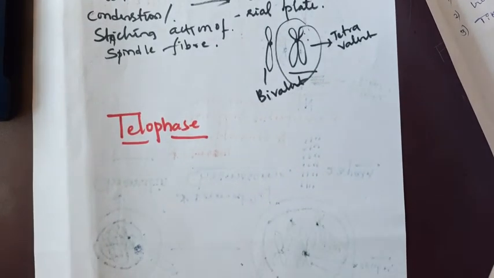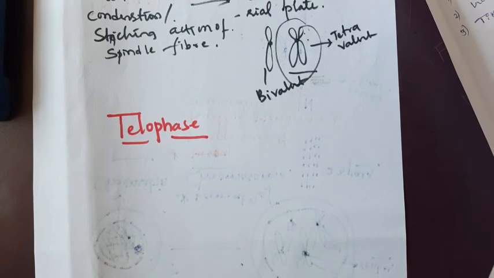During the telophase the chromosomes reach their respective poles, the same way they were migrating in anaphase. Then the chromosomes uncoil to form a chromatin network. In prophase the chromatin had converted to chromosomes, but in telophase the chromosomes uncoil and decondense to form a chromatin network.